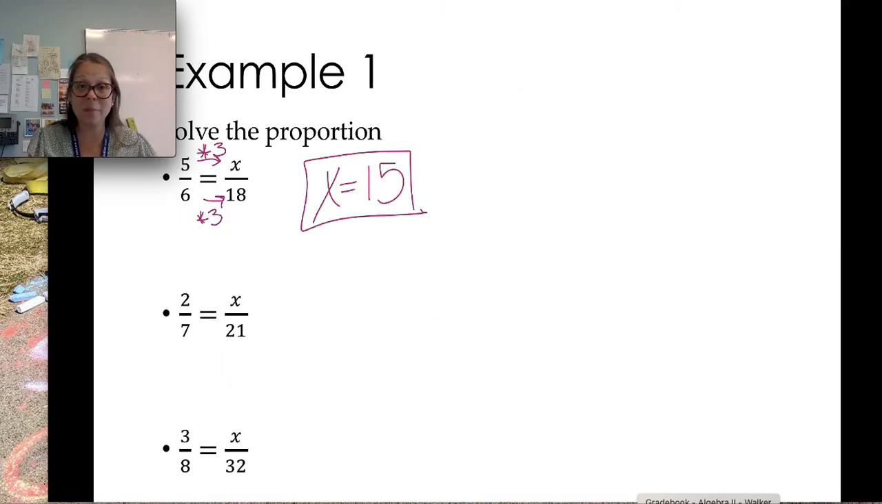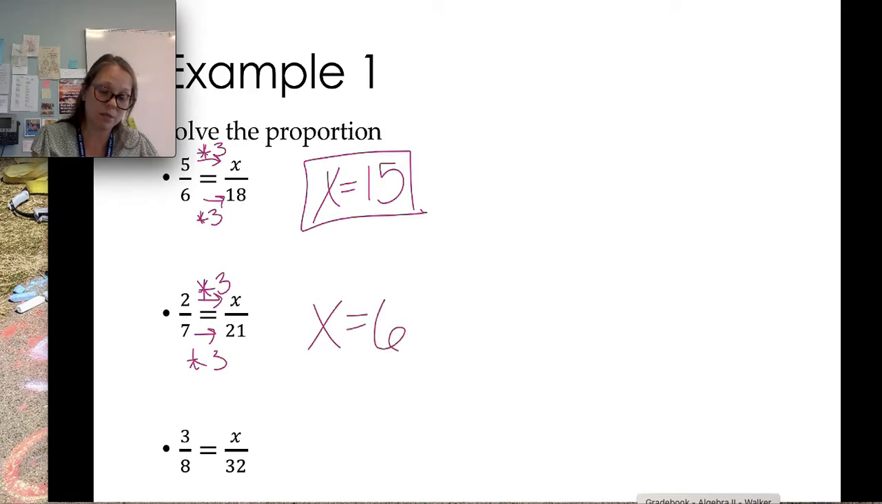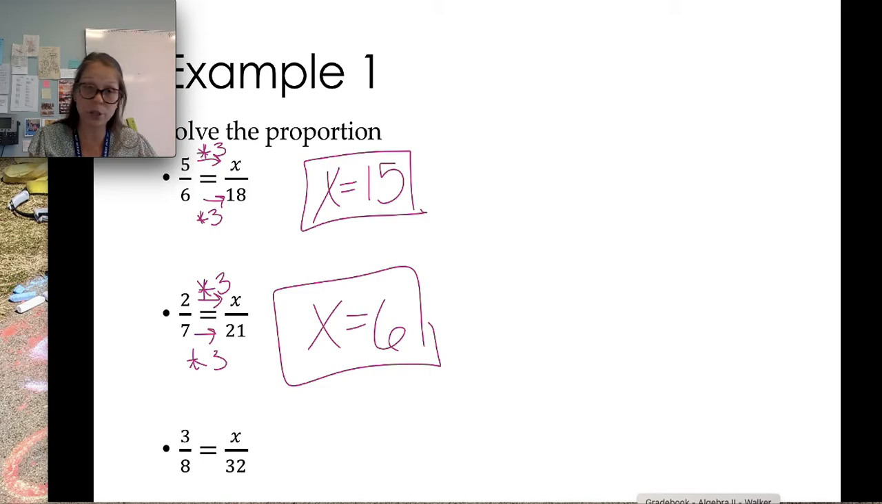Using that concept to then solve the next two, we have to think, well, 7 times what is going to take me to 21? I need to multiply that by 3. So I have to do 2 times 3 to then get my answer for x, giving me 6. And for the last one, 8 times what gets me 32? That would be 4. And 3 times 4 is 12, so I know x is equal to 12.